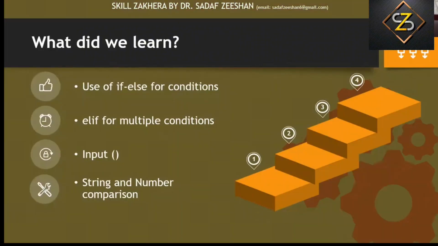So what did we learn today? We learned how to use an if-else condition where we have two conditions. If we have multiple conditions, more than two conditions, we can use elif. We can directly assign a value to a variable, or we can use an input command to first ask for a value, and then we can execute the code. And the comparison can be done both in strings and in numbers.